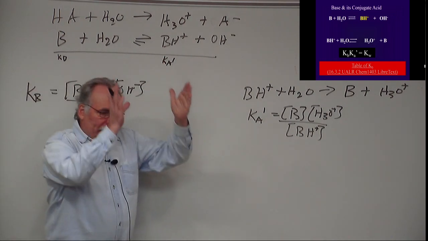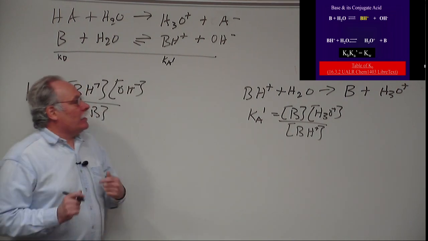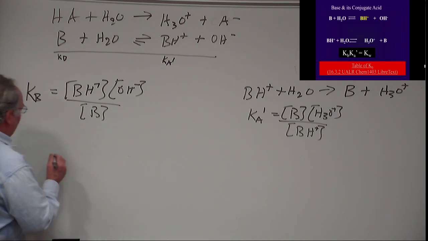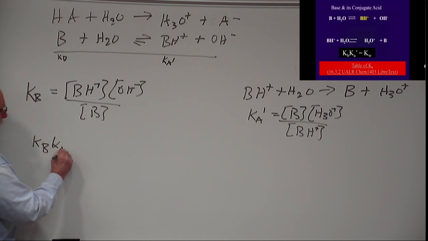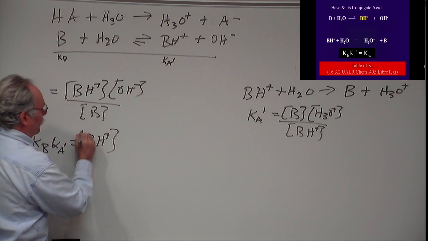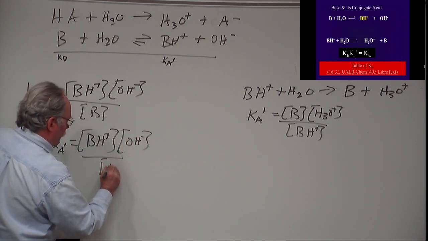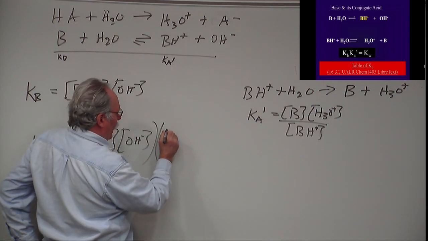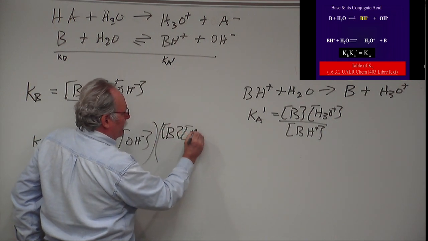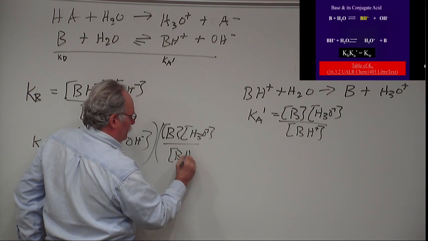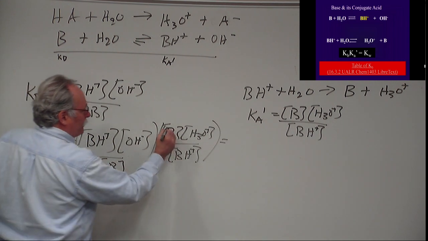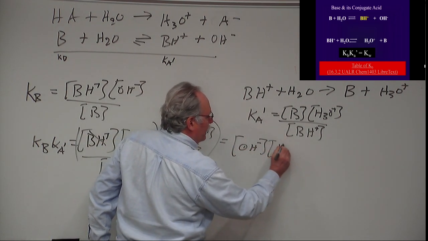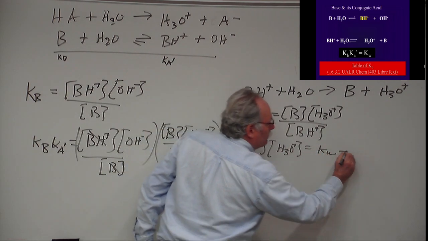So we have tables of Ka's of acids, tables of Kb's of weak bases. We can also calculate the conjugates, that is the salts of those weak acids or those weak bases, using this relationship. So I now have Kb times Ka' is equal to BH+ times the hydroxide concentration over the base, okay? That's my Kb, which I can get from the table. Now I have my Ka', and here I have the base concentration times the hydronium all over its conjugate acid. The base over the base cancels, the conjugate acid over the conjugate acid cancels, and I get OH- times H3O+, which equals Kw, which equals 10 to the minus 14.